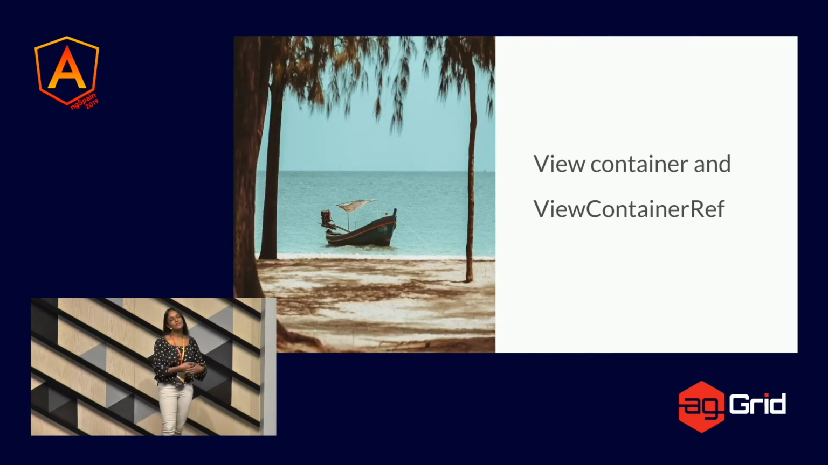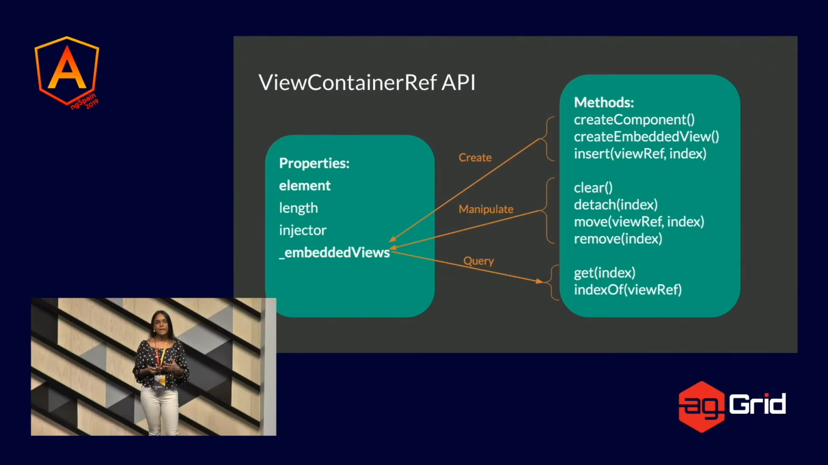And if you can imagine view containers like this boat is anchored to the island by being tied to the tree, the view containers are anchored to the component view by the anchor element. So when we get an instance of the ViewContainerRef class, it creates a private property, embedded views, which is where the views that are created are kept. So that's the container part of it. So the container is implemented by this array.